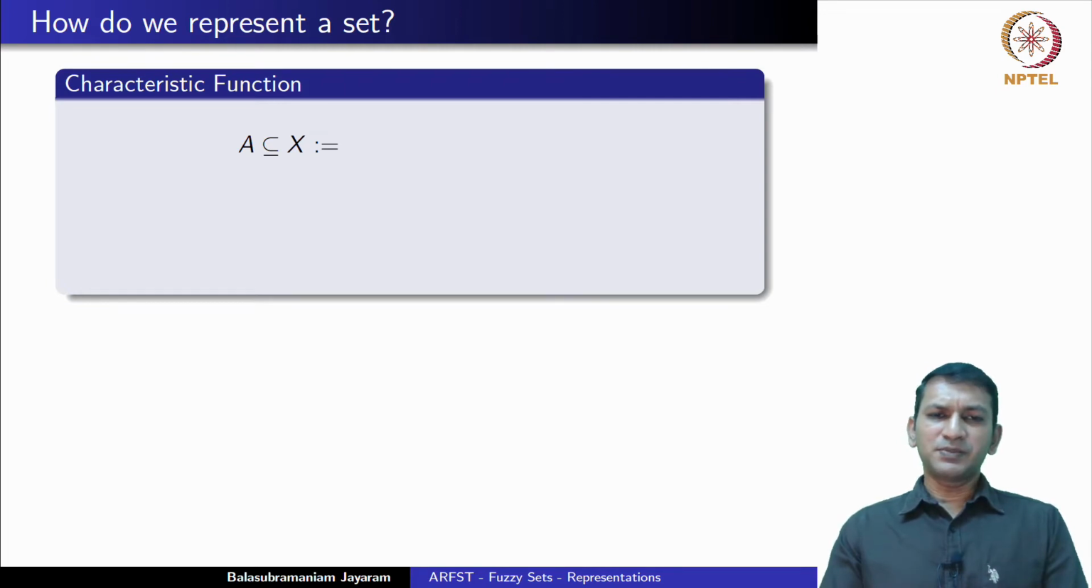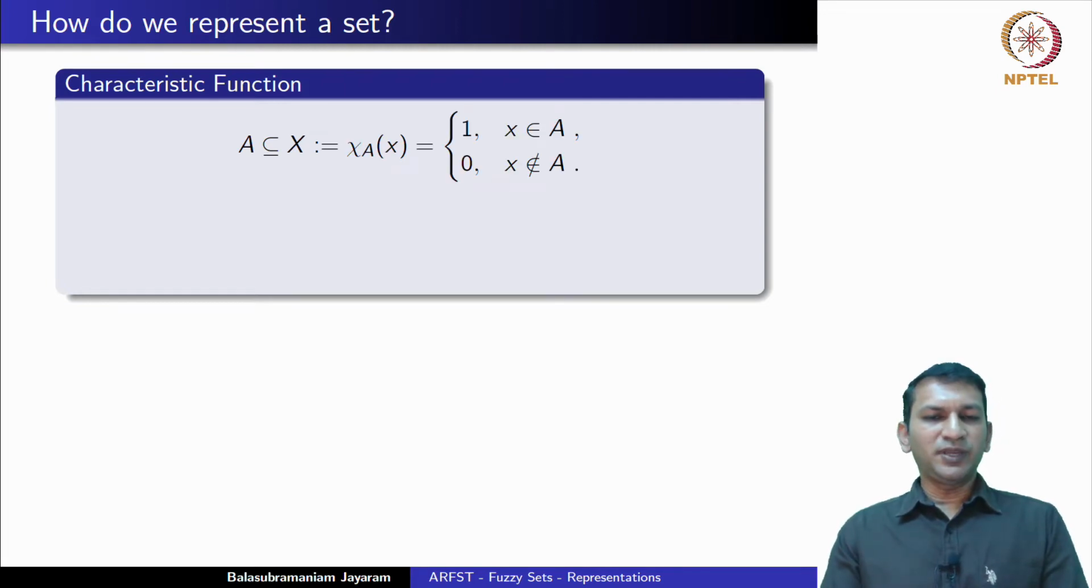If we have a subset A of X, it can also be represented by its corresponding characteristic function. A function which is nothing but a map from the universe of discourse X to the set 0, 1. Now the values that this characteristic function of the subset A takes is 1 if the element belongs to the subset A and 0 otherwise, more like an indicator function.